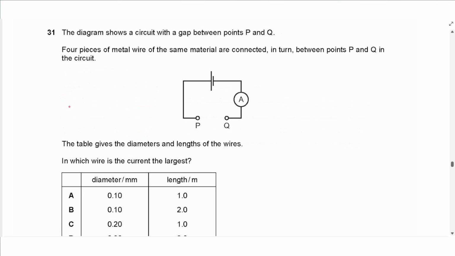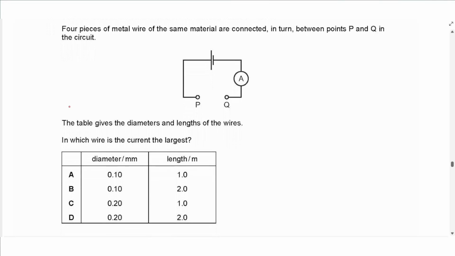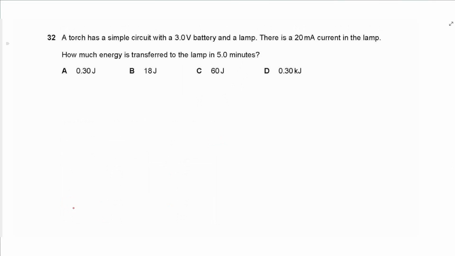Question 31 says the diagram shows a circuit with a gap between points P and Q. 4 pieces of metal wire of the same material are connected in turn between points P and Q in the circuit. The table gives the diameters and length of the wires. In which wire is the current largest? So we need the smallest resistance. So the widest area and the shortest length. So we choose C. Question 32 says a torch has a simple circuit with a 3-volt battery and a lamp.